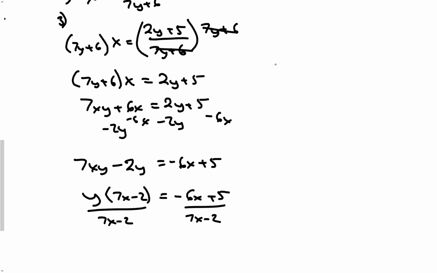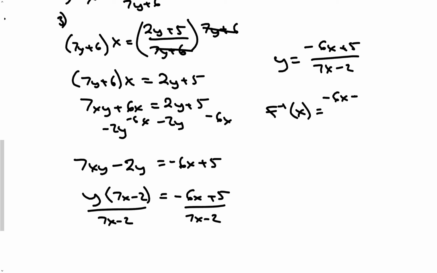So my function now looks like y is equal to negative 6x plus 5 over 7x minus 2. And this is the last step, step 4. This is an inverse function, so I can write it with the inverse function notation. And of course, my new x here cannot be equal to 2 over 7, to keep my denominator from being equal to 0, to keep this function from being undefined. That is my new restriction on the variable x.